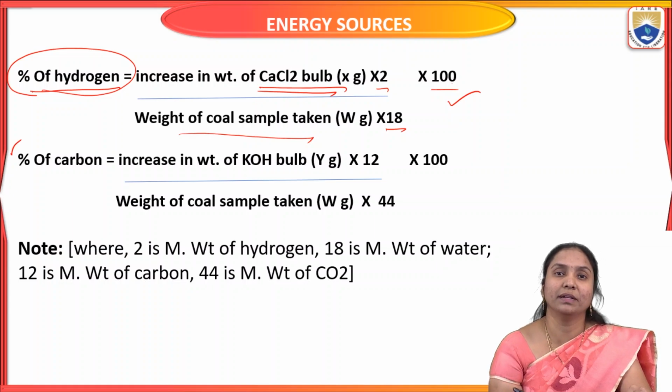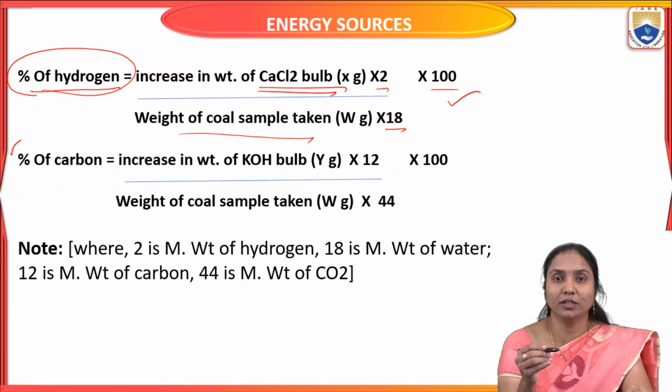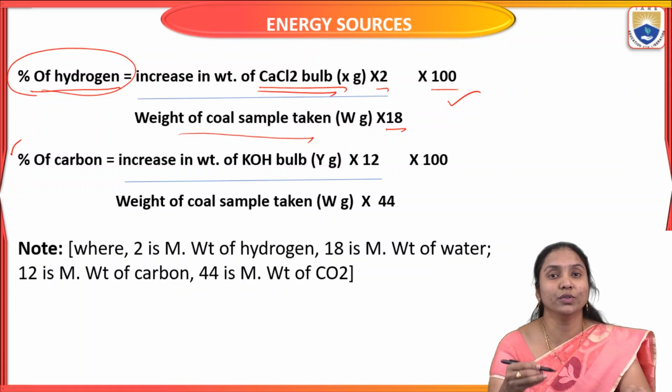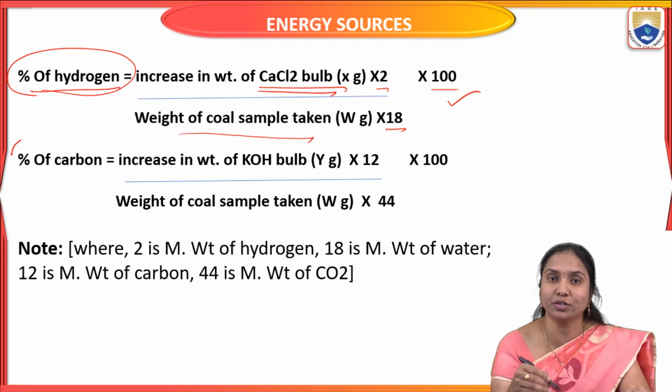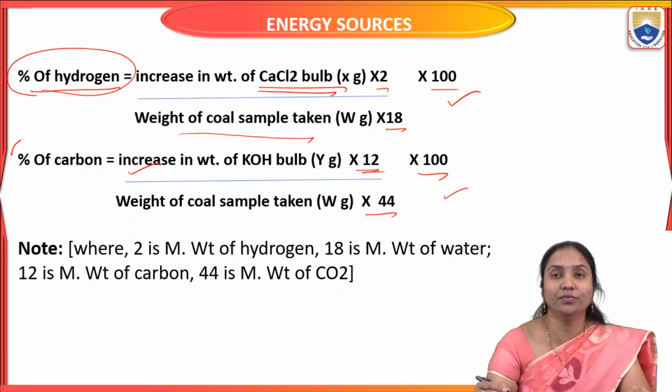Next, how can you determine the carbon percentage present in the coal sample? Carbon present in the coal sample produces carbon dioxide during the burning process. This carbon dioxide is absorbed by the KOH bulb, so we consider the increase in weight of the KOH bulb into 12, where 12 is the molecular weight of carbon, by weight of coal sample taken into 44, where 44 is the molecular weight of carbon dioxide, the combustion product, into 100. This is the formula used for determination of the percentage of carbon. Here 2 and 18 are the molecular weights of hydrogen and water, and 12 and 44 are the molecular weights of carbon and carbon dioxide.